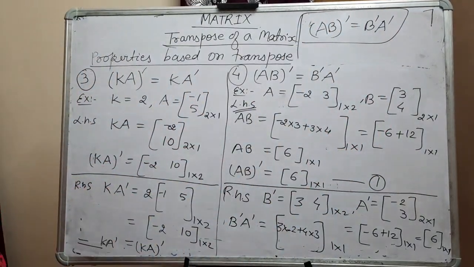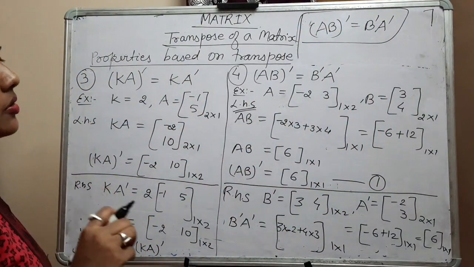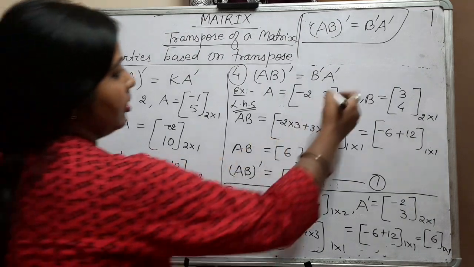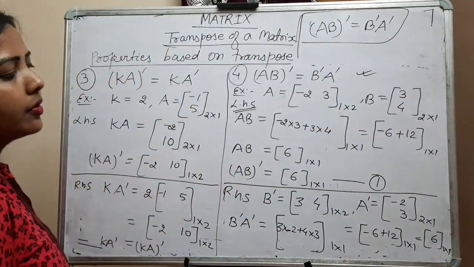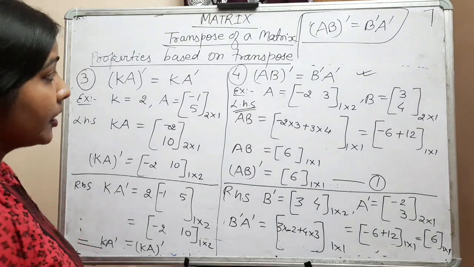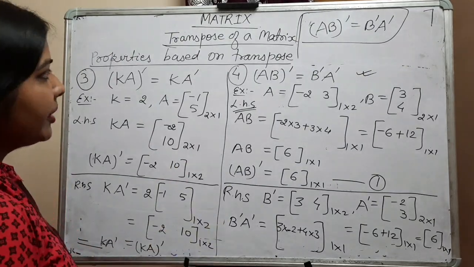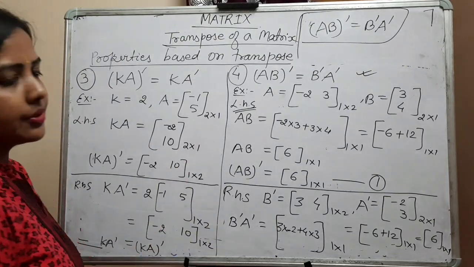In any example you take, you will always get this type of result. These are all proven results. So these are all called properties based on transpose. Thank you.